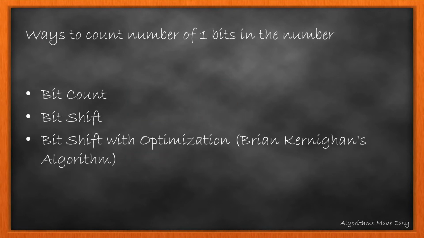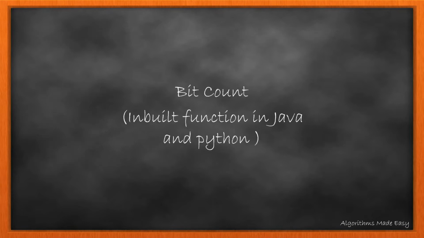There are different ways to do this. First is by using the bit count function. Second is by shifting the bits. Third one is the optimization in the bit shift method, also known as Brian Kernighan's algorithm. Let's go through each of them one by one. In Java and Python, there is an inbuilt method for counting the 1 bits, so you can directly use this function. Second method is bit shift.